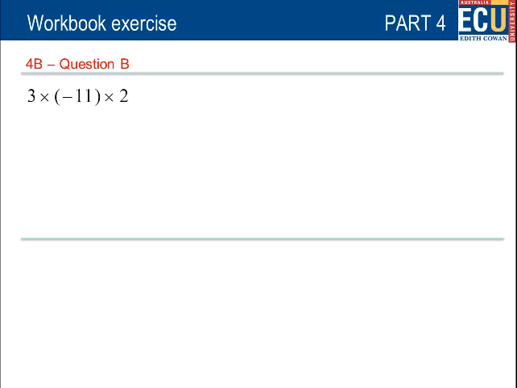Let's work through workbook exercise 4B, question B. 3 multiplied by negative 11 multiplied by 2. Now because this equation has one negative, my solution automatically will equal a negative value. So I'm going to place that there in readiness for my answer. 3 multiplied by 11 is 33. 33 multiplied by 2 is 66. So the answer is negative 66.